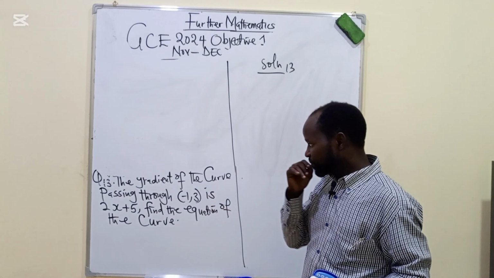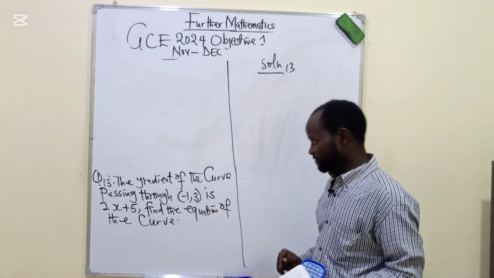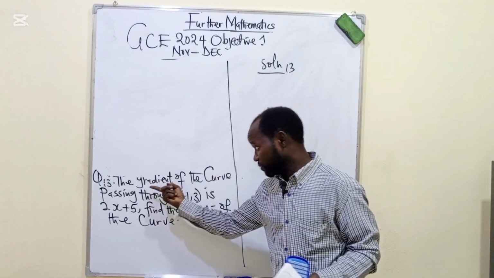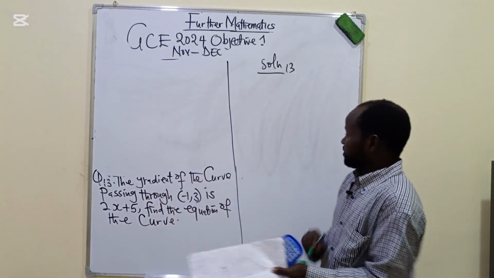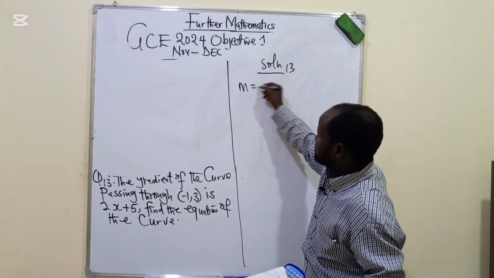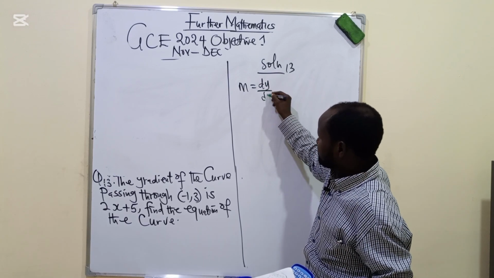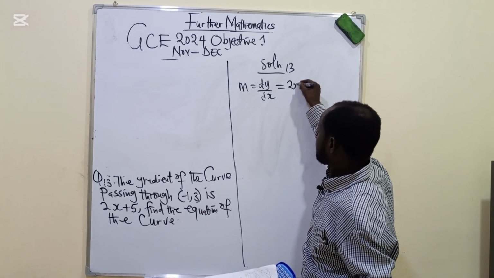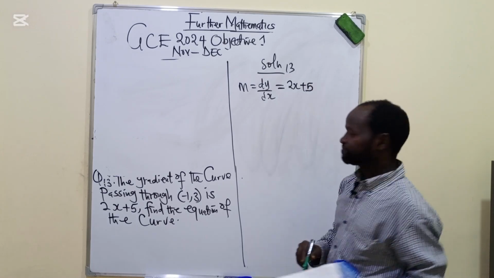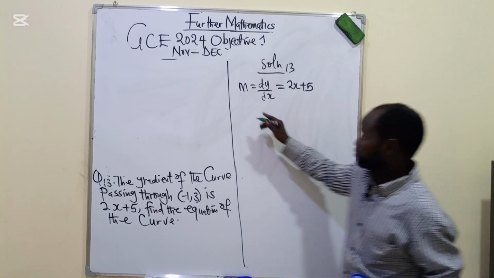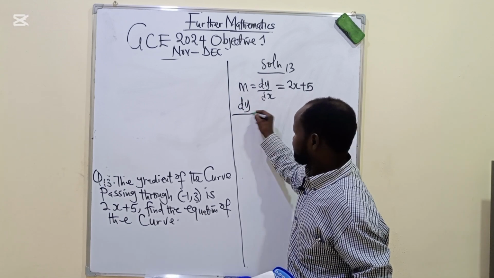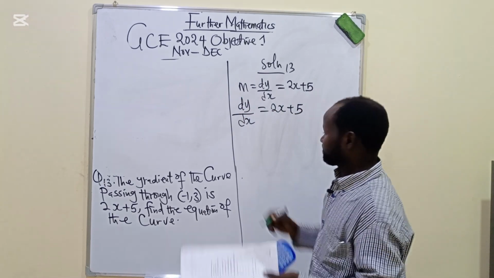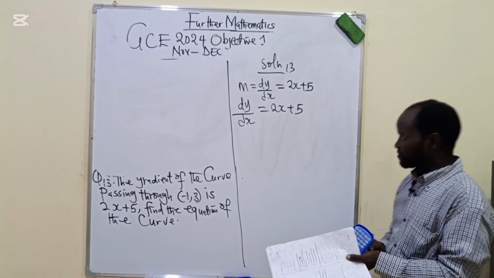This is under integration, application of integration, because the change in y, which is the same as the slope, which is the same as the gradient, is given. Gradient means m, which is the same as dy by dx, and is given as 2x plus 5. This is what is given from the question. So change in y with respect to x will be equal to 2x plus 5. We are asked to find the equation of the curve.